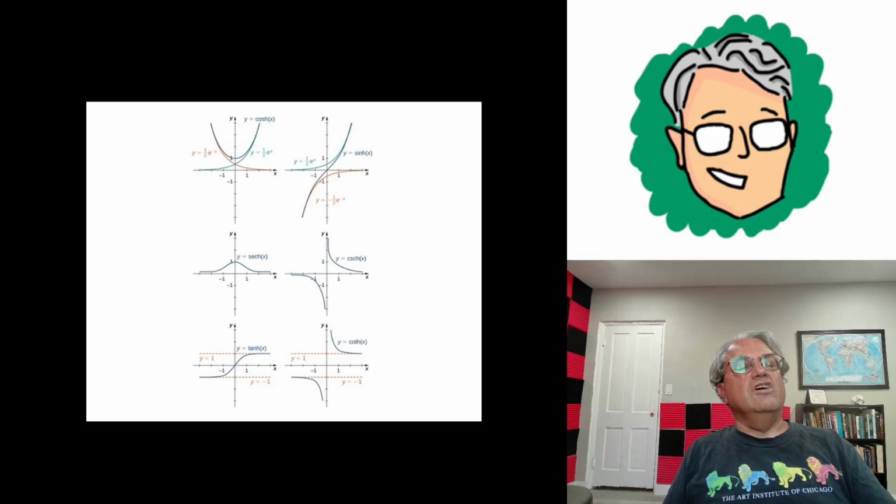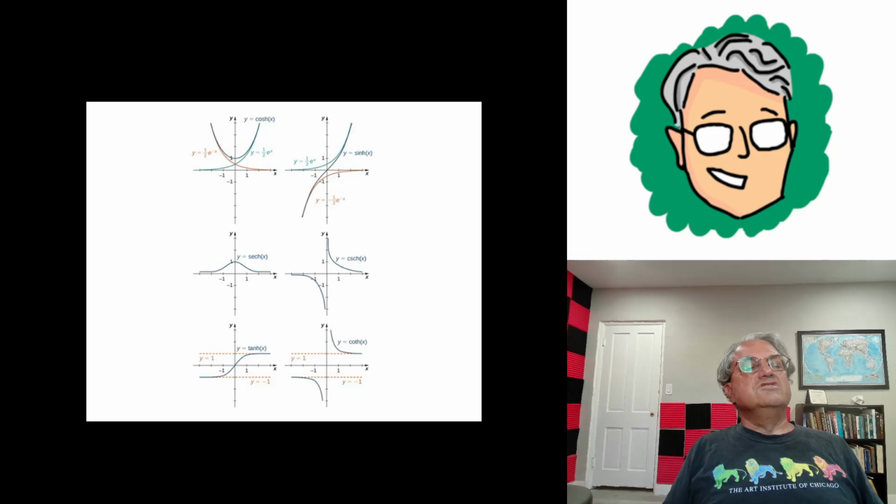Oh, but I think I should say one more thing. Actually, maybe I'll just go over the graphs first. So here's graphs of the 6 hyperbolic functions, and the first 2 are cosh and sinh. And I think I should talk about cosh first. Cosh is the one in the upper left quadrant. There's another name for this type of curve. It's called a catenary. And catenary is a very important function in mathematics.